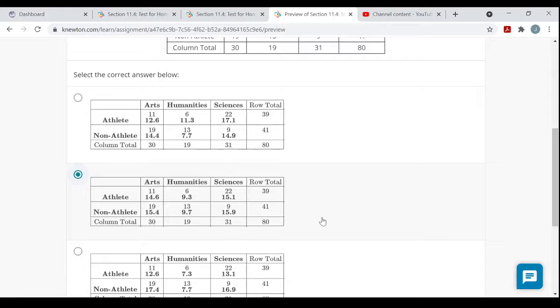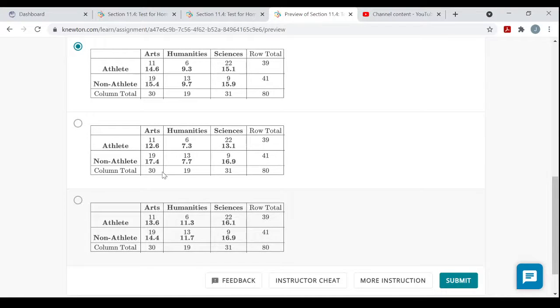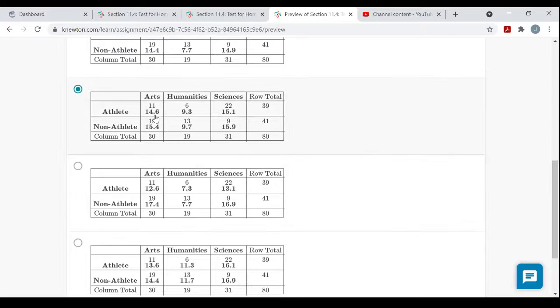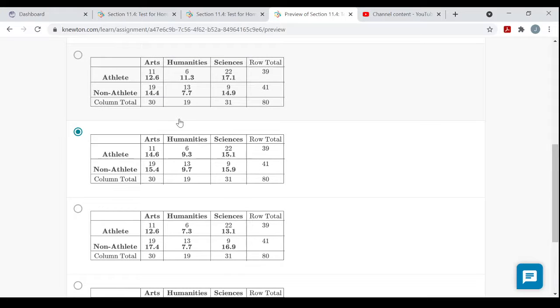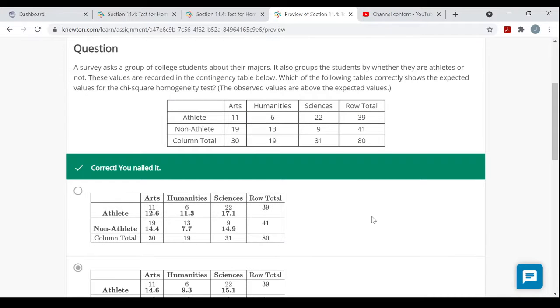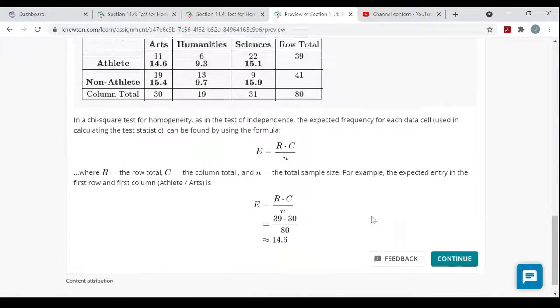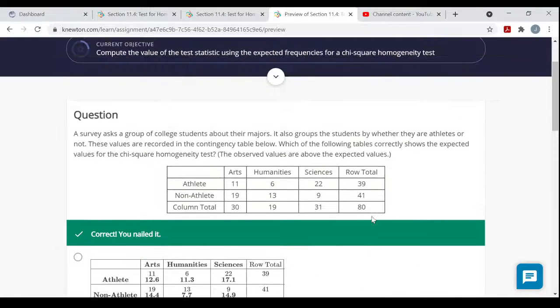The second option. Now, I guess you could have just checked the first row, first column, because the only one that has 14.6 as the expected frequency for the arts majors who are athletes is the second one. So you could have just done the first one. Right? But you're going to have to do them all anyway when you calculate the test statistic, which is the second part of the question. Alright, so again, they go through that and show you blah, blah, blah.